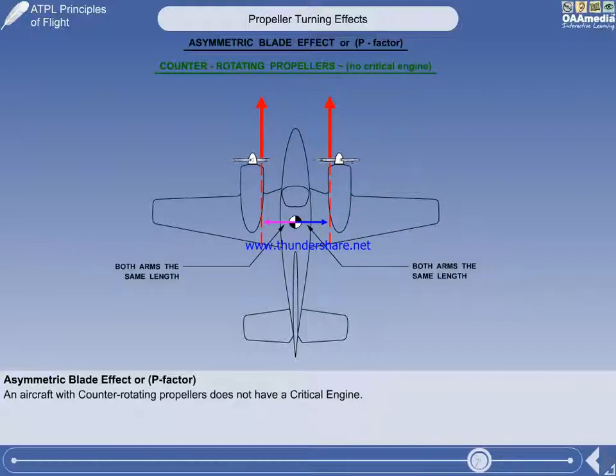The majority of light twin-engine aircraft do not have a critical engine, because they are fitted with engines which rotate in opposite directions. The left engine rotates clockwise, and the right engine rotates anti-clockwise. The length of both thrust arms is therefore the same, so the yawing moments are the same. As mentioned previously, propellers that rotate in opposite directions on separate shafts are called counter-rotating. This brings us to the end of our study of propellers.